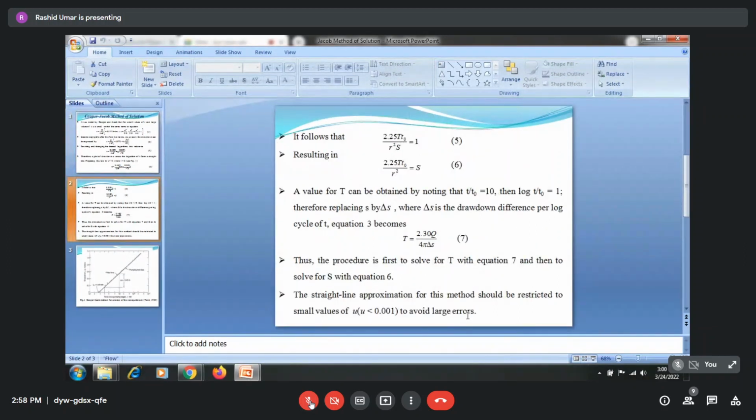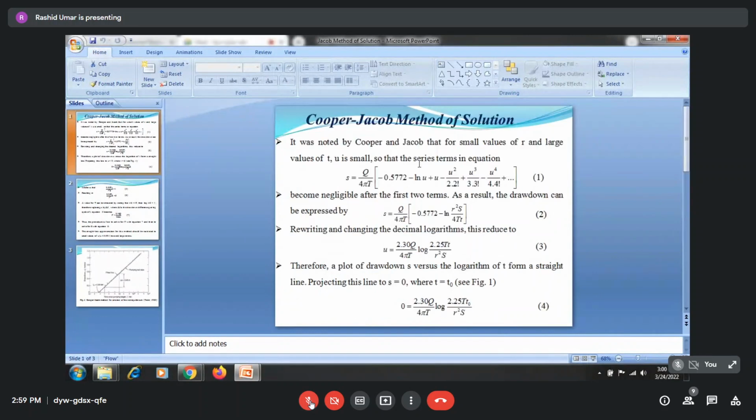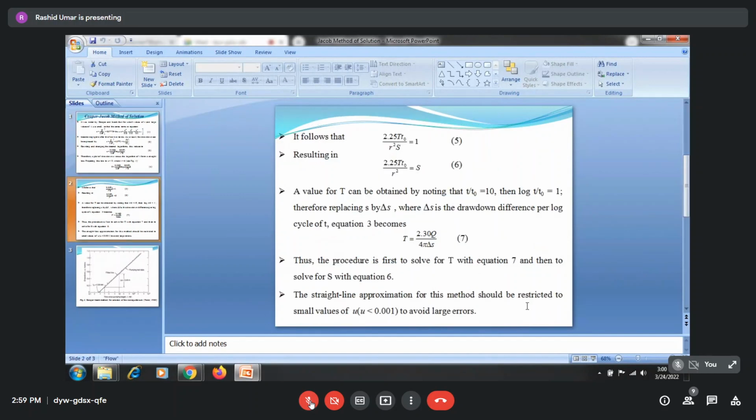Now, this is S, the storage coefficient: S = 2.25 T t0 / r². This particular equation is developed for the storage coefficient.